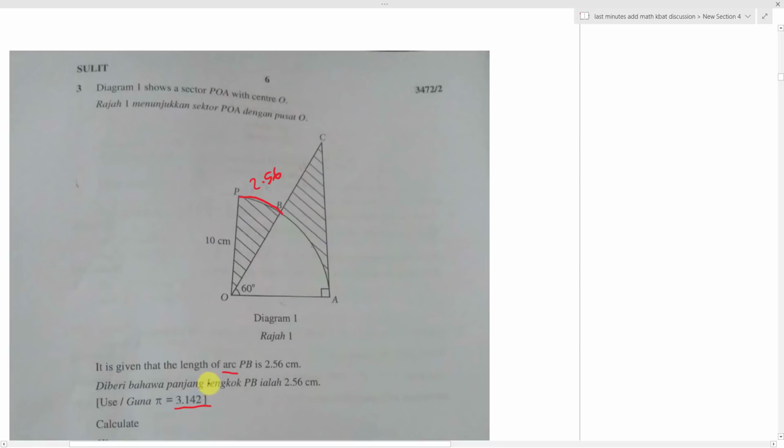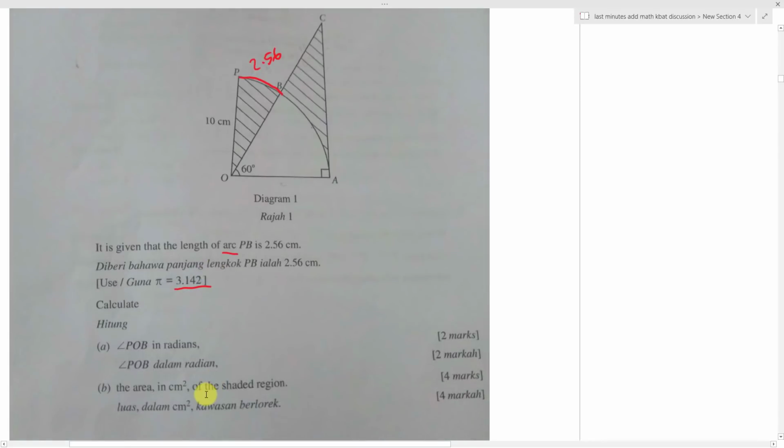That means you cannot straight away type the pi into your calculators to solve this, or you can't use the 22/7. You must use the 3.142 to solve these questions. So the first one, they ask about the angle POB. So they ask about this angle here. So this is my first step.